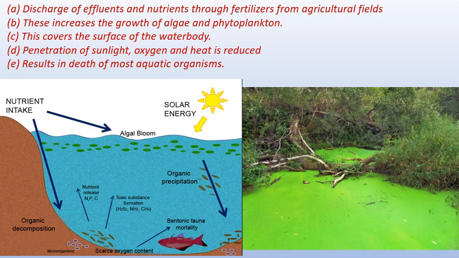So effluents and nutrients through fertilizers from agriculture fields increase the growth of algae and phytoplankton. This covers the surface of the water body. Penetration of sunlight, oxygen, and heat is also reduced. This results in the death of most aquatic organisms. So this process together is called eutrophication.